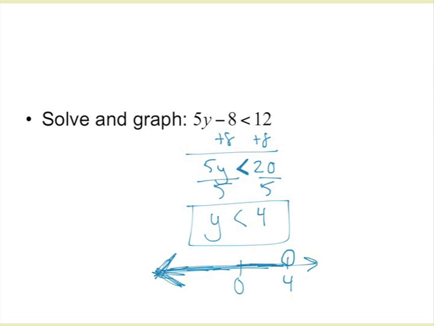You can check your answer by taking something that's shaded in and plugging it in, and it should make a true statement. So if I would plug 0 into the original problem, I would get 0 minus 8, or negative 8, is less than 12. Yeah, that's true. Negative 8 is less than 12. If I would plug in something that's not shaded, like a 5, I should get a false statement. So if I plugged in a 5, I would get 25 minus 8, which is 17. That's not less than 12, so that's a false statement. So that helps me confirm that my answer is right.